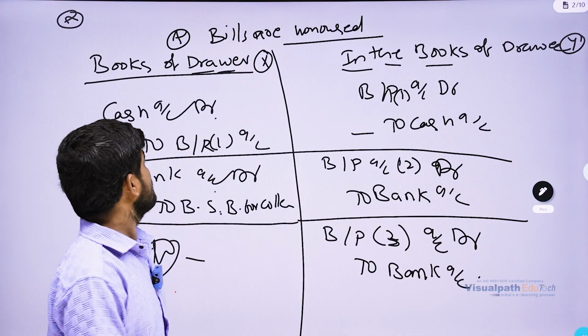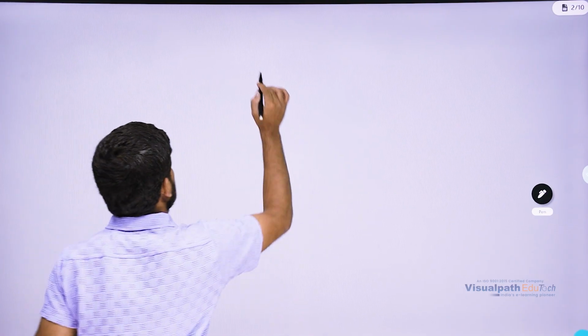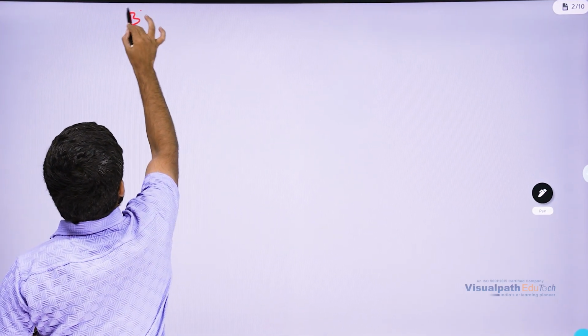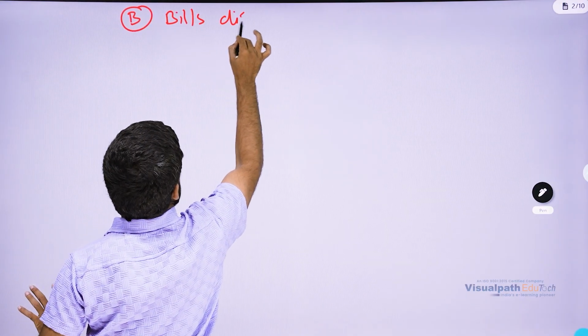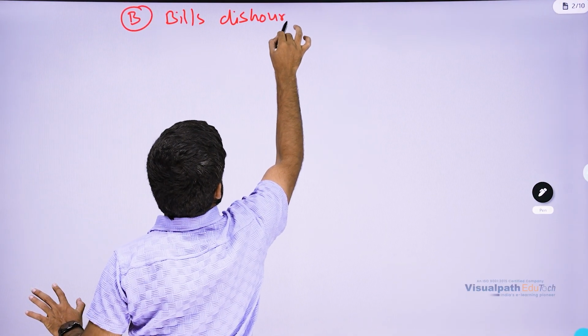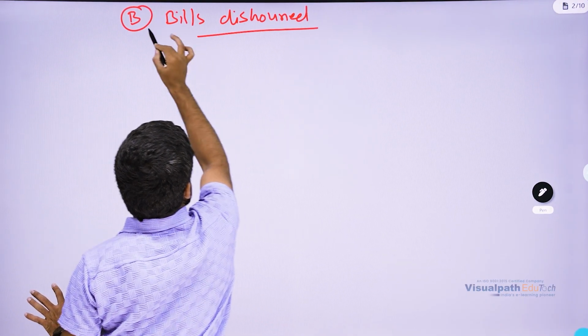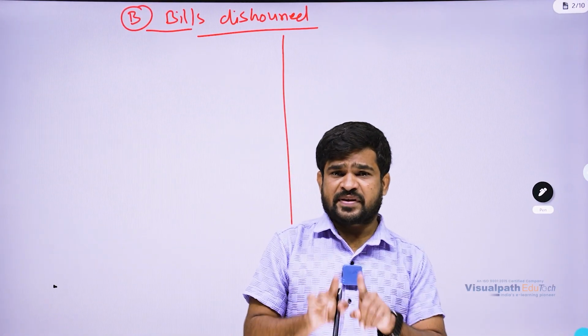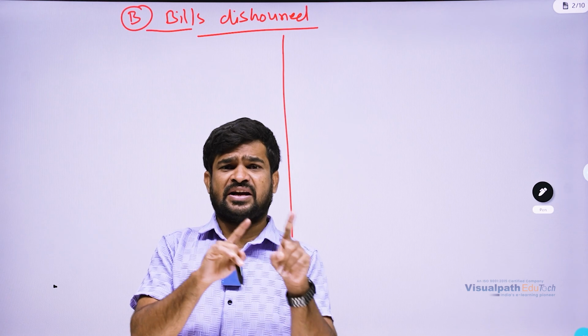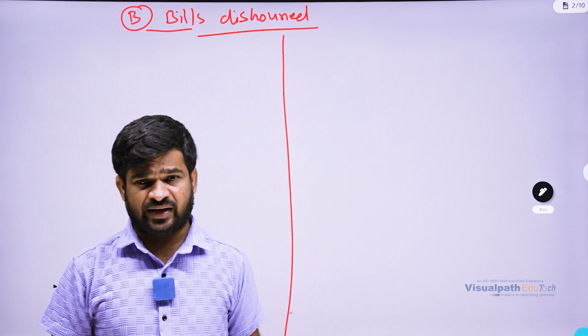Let's discuss the dishonor case. Here, case 2, when bills are dishonored. Okay, here we will take two cases. Again, remember the same entries for the bill drawn and bill accepted. I am not repeating the entries.